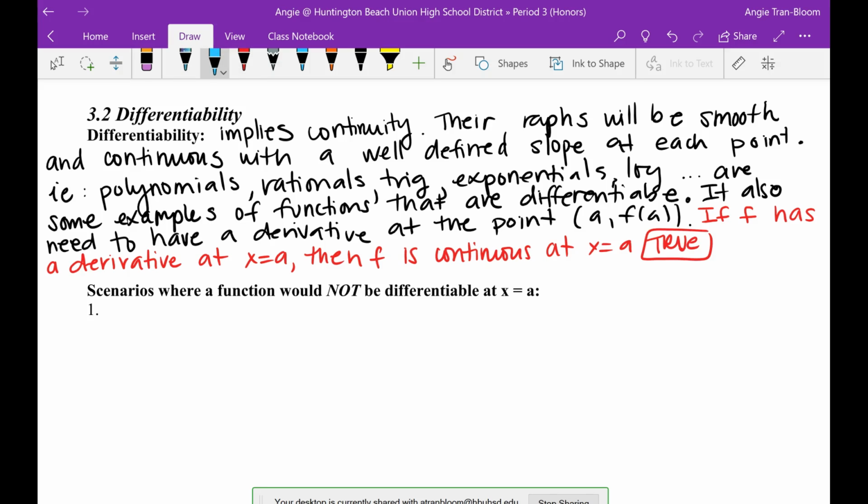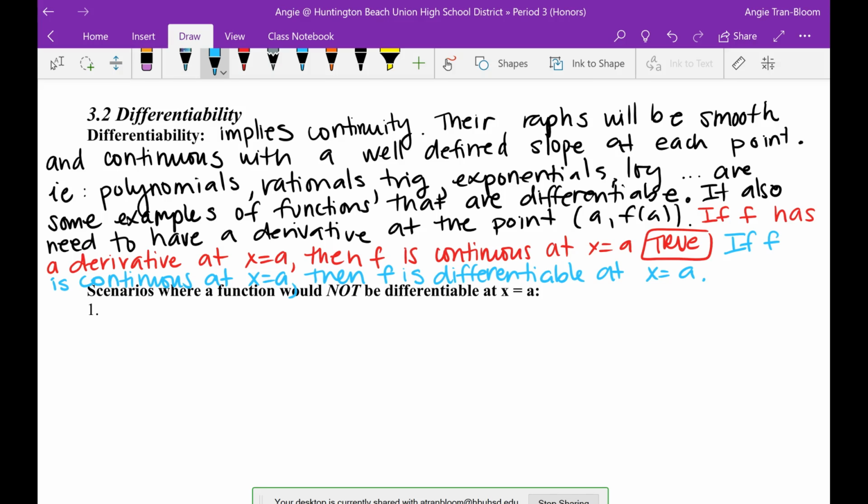Let me write this, and then you can tell me true or false. Different color now. I'm going to write its converse. A converse means I'm switching the if and then statements. If f is continuous at x equals a, then f is differentiable at x equals a. If it's continuous at it, right away it has to be differentiable. True or false? Is the converse true?